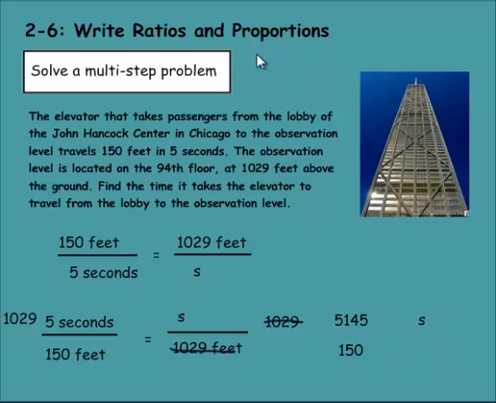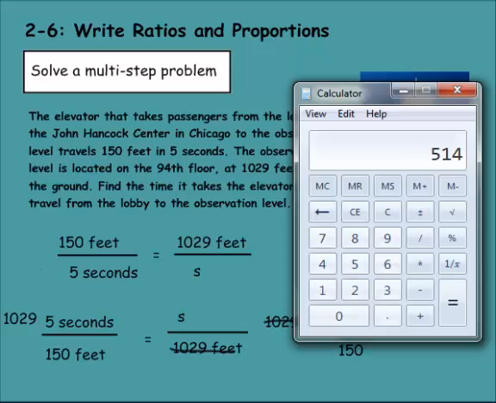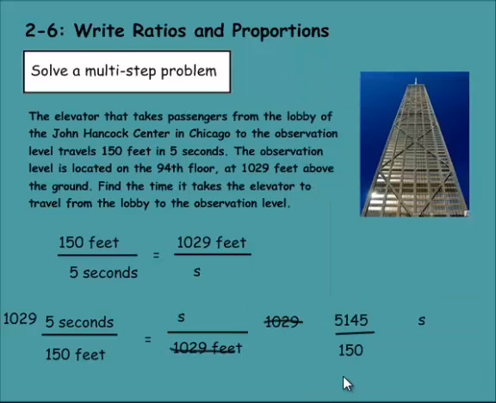So whatever this answer would be, that would be our seconds, how many seconds it takes. So let's do that. 5145 divided by 150, 34.3. So S equals 34.3. That means it would take 34.3 seconds to get from the bottom to the top of the John Hancock Tower.